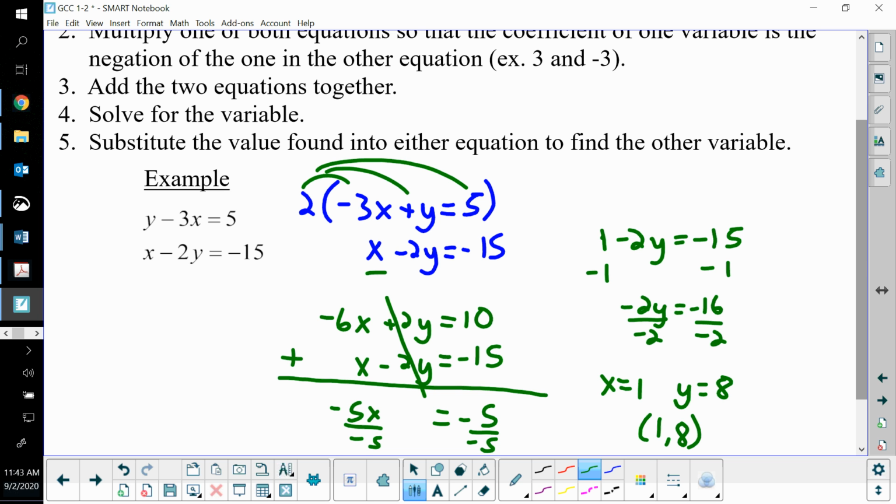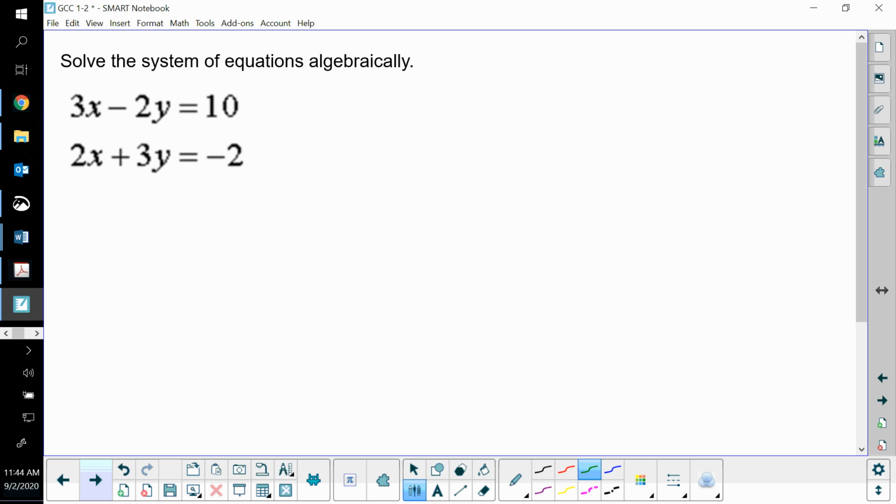So we're going to practice a few of these now. We want to solve this one algebraically. The way that it is set up in the original problem, it probably lends itself to elimination, because it'll be at least 2 steps to get any variable by itself. So let's go ahead and do elimination.